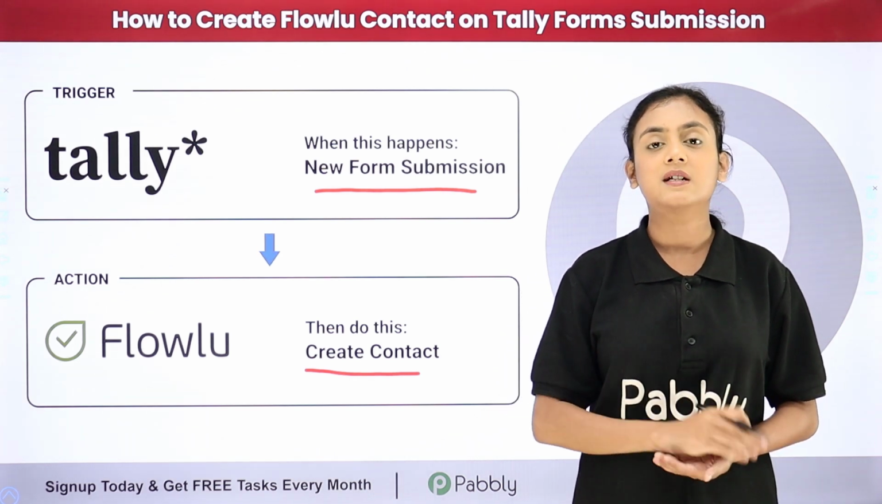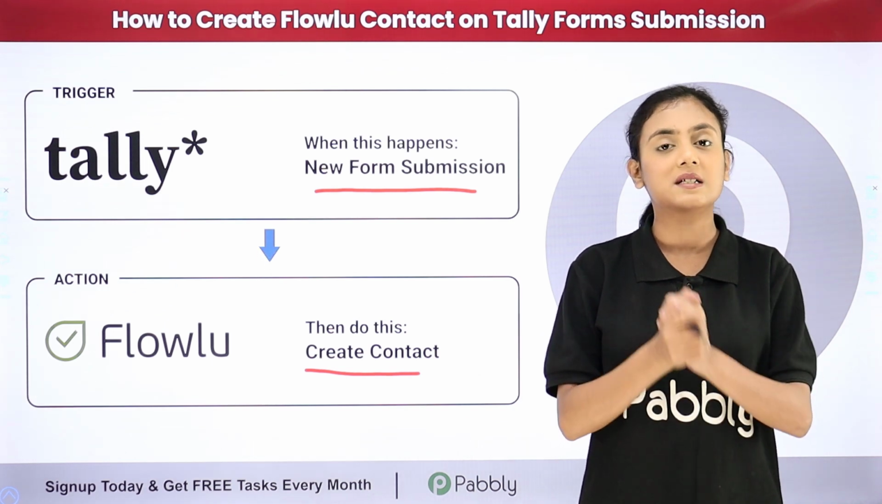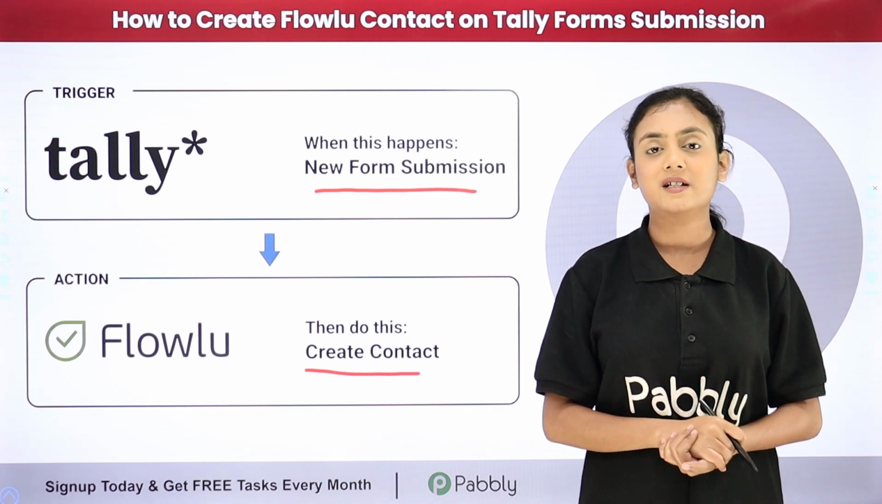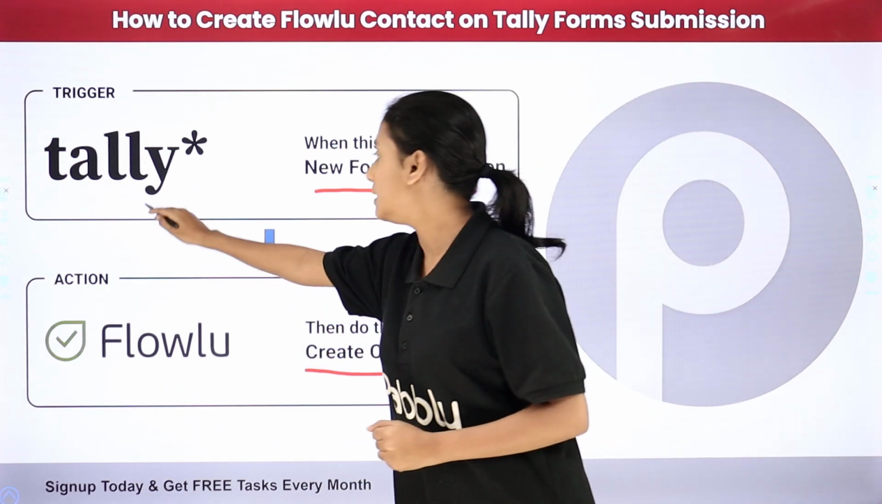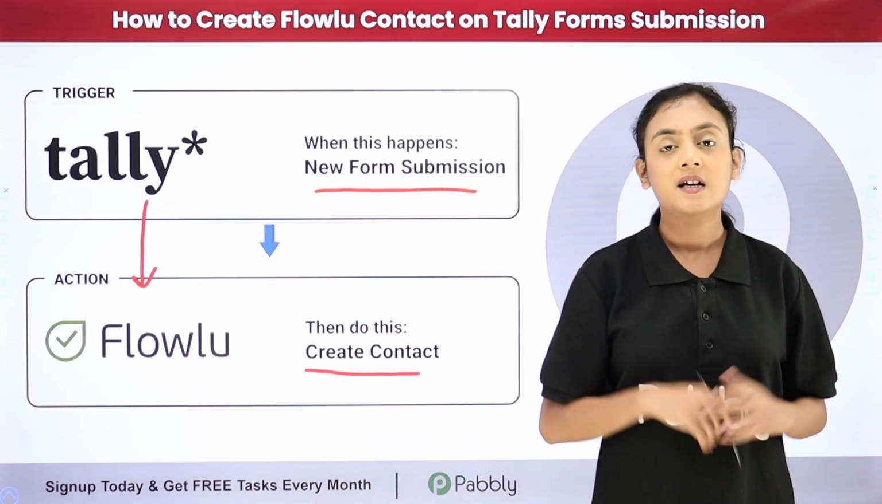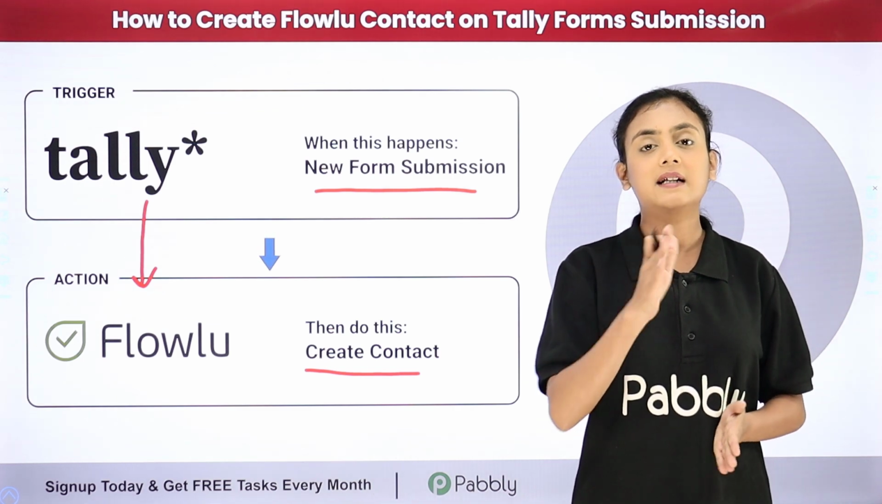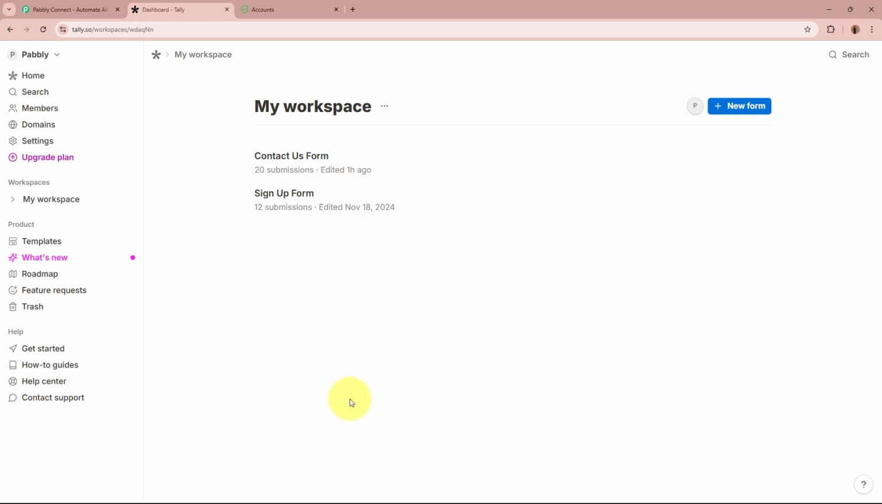Now creating these contacts manually is very time consuming. So what I've done is I've simply automated this entire process with the help of Pabbly Connect, which is an amazing automation and integration software. And here in this automation, I'm going to build the connection between Tally and Flowlu with the help of it. So if you also want to learn about this amazing automation process step by step, for that let me take you to my screen. In this video, we're going to learn how to create Flowlu contact on Tally forms submission.